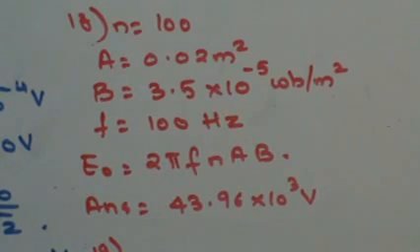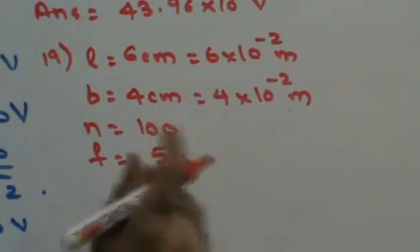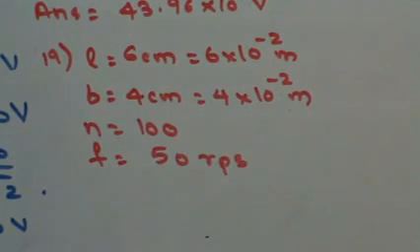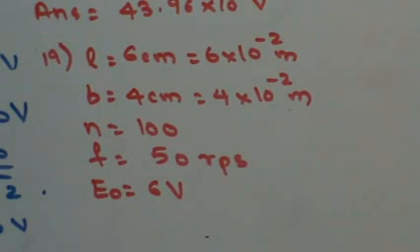a rectangular coil has dimensions 6 centimeters and 4 centimeters, having 100 turns, rotates at 50 RPS and generates a maximum EMF of 6 volts. Find the magnetic induction.